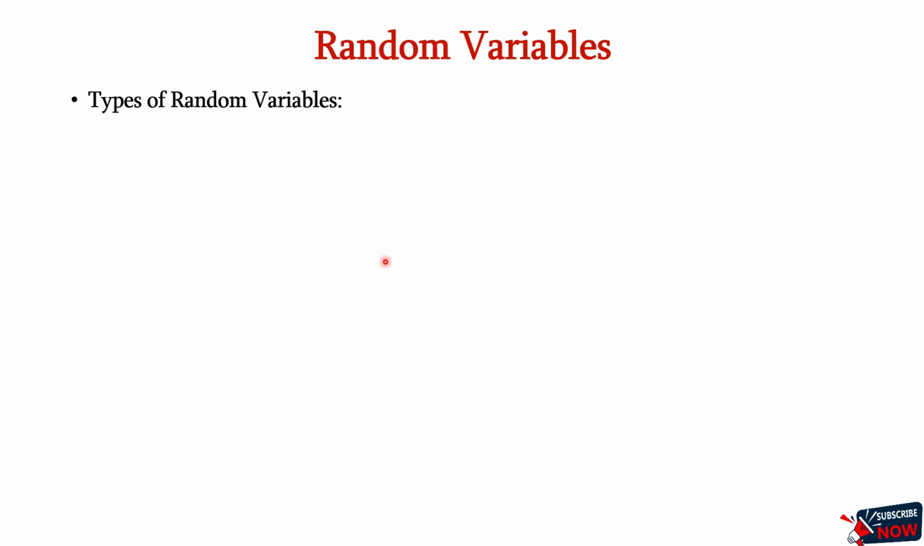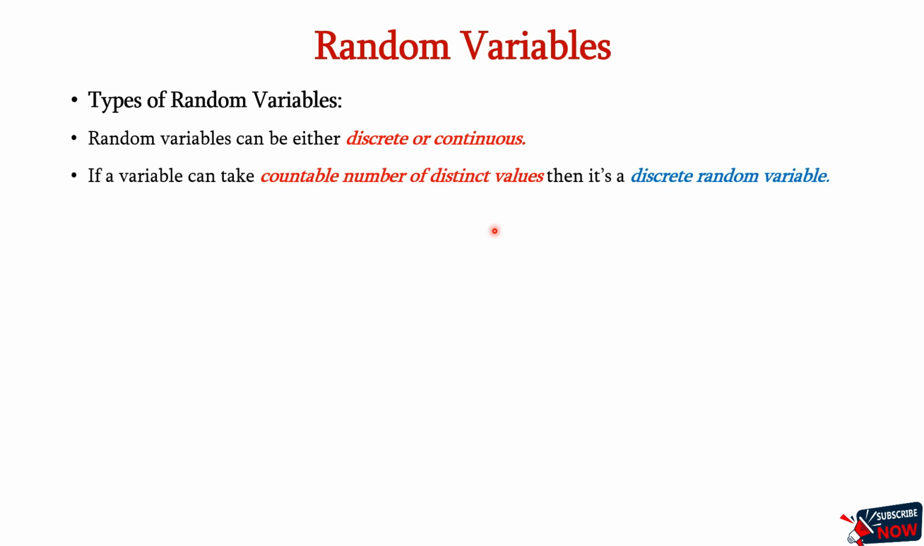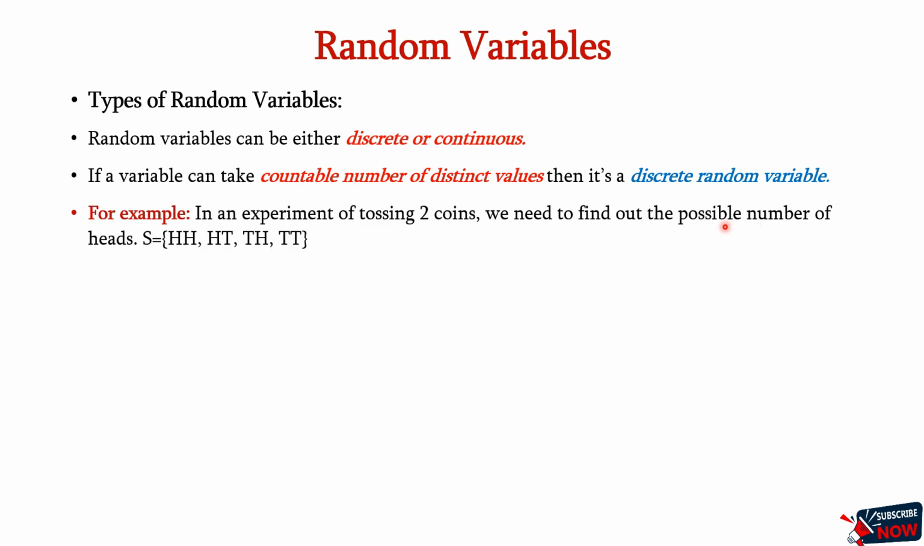Types of random variables. Random variables can be either discrete or continuous. If a variable can take a countable number of distinct values, then it is called a discrete random variable.